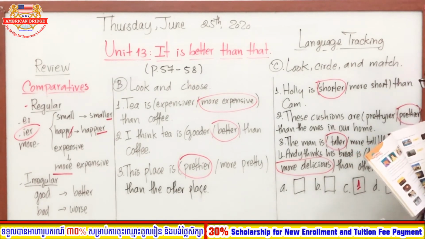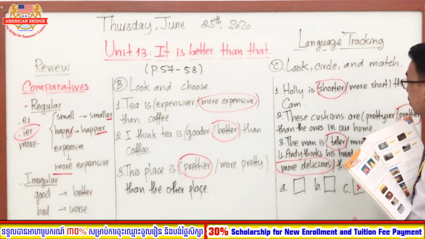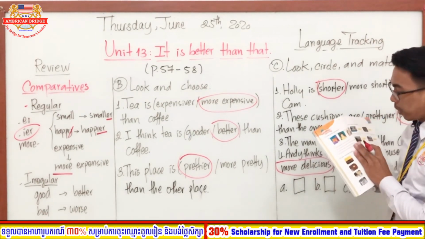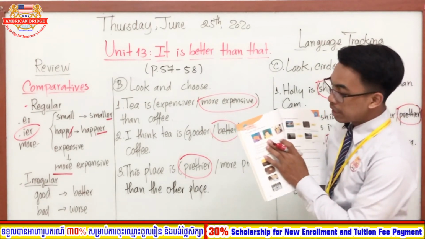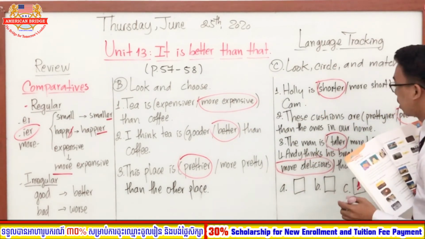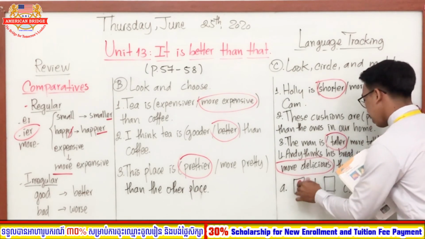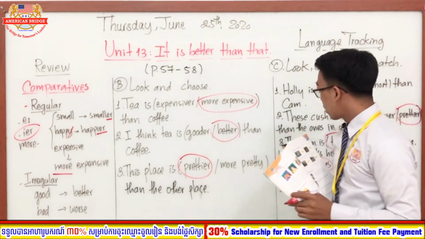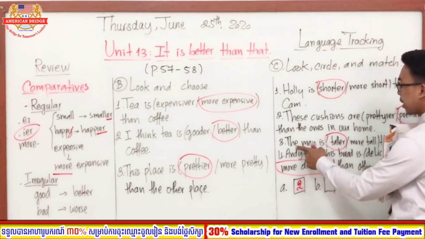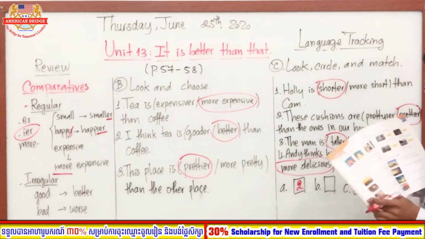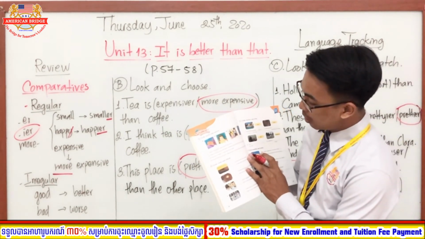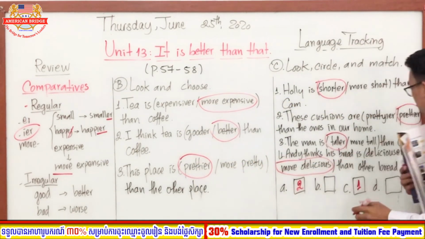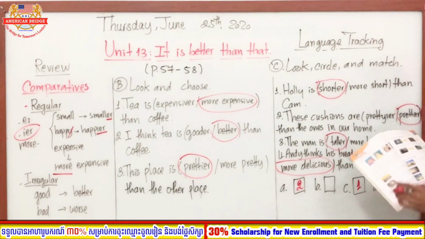These cushions are prettier than the ones in our homes. So which one, everyone? Yes, of course. So letter A. So number 2 is letter A. Do you see the cushion, everyone? Very good. So now let's move on to number 3. The man is taller than Clara. Where is it, everyone? Yes, of course. So letter D. Good. So letter D is number 3.